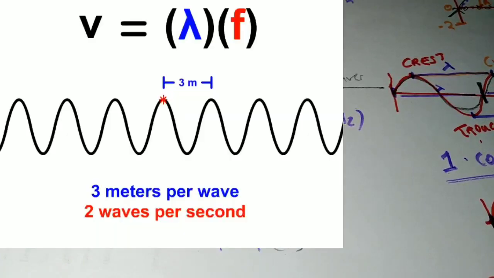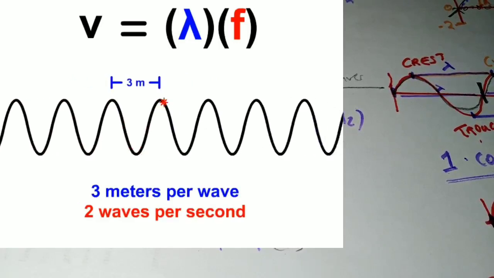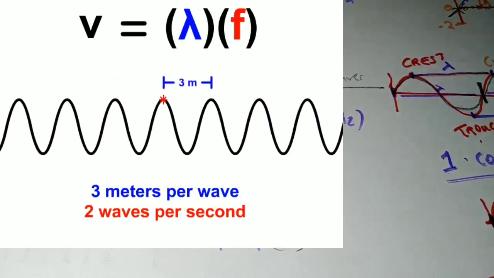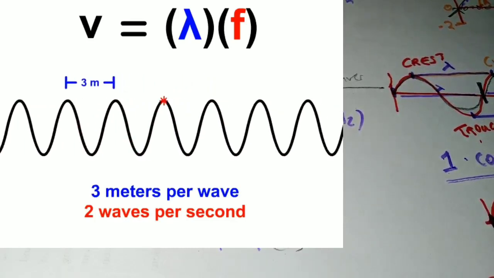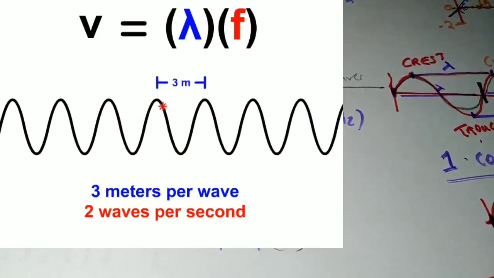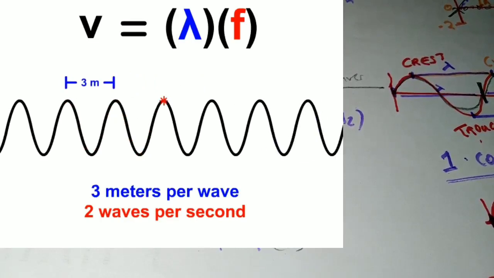Lastly we have the speed. That's the formula there: speed is equal to lambda multiplied by frequency. Lambda represents the wavelength. Speed has the same definition as before: the distance of a wave divided by the time taken. Alternatively, we can say velocity is equal to frequency multiplied by the wavelength.